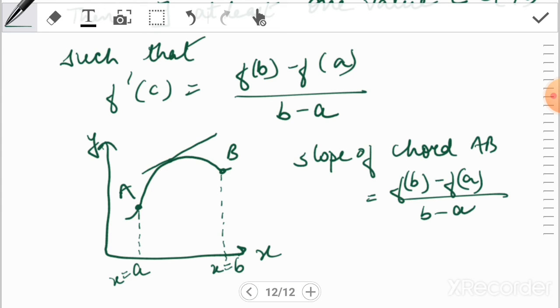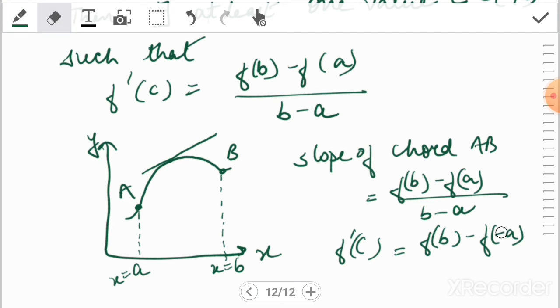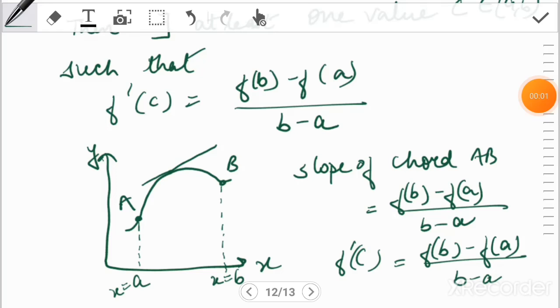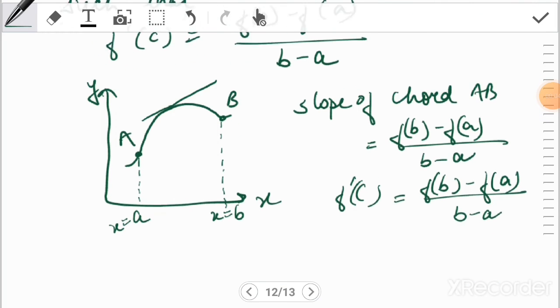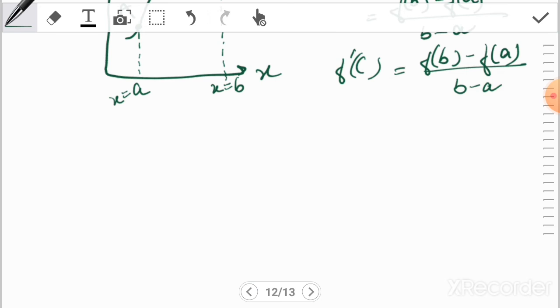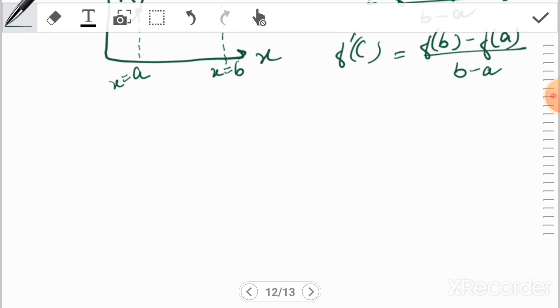And since this tangent and the chord are parallel, the slope of this tangent at C is equal to (f(b) minus f(a)) by (b minus a). There may exist more than one point between A and B, the tangents at which are parallel to the chord AB. Let us see this geometrically.